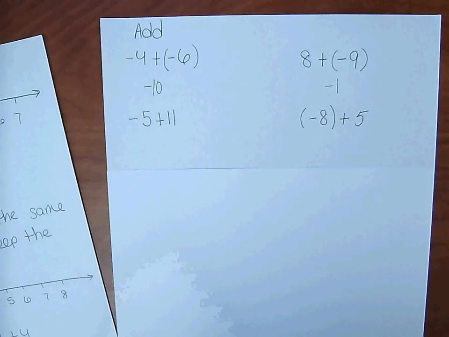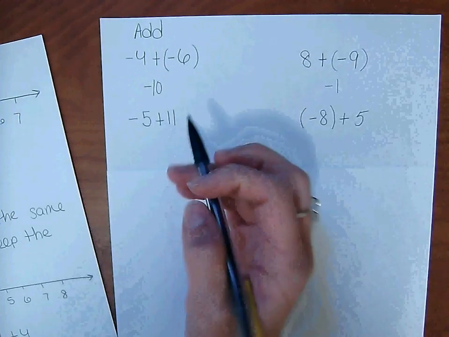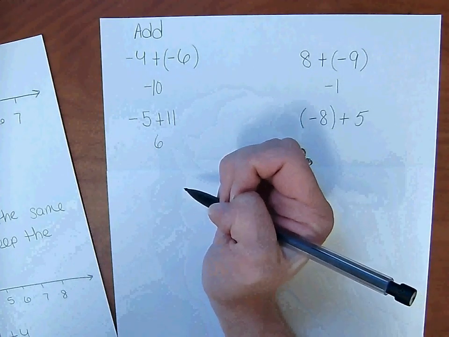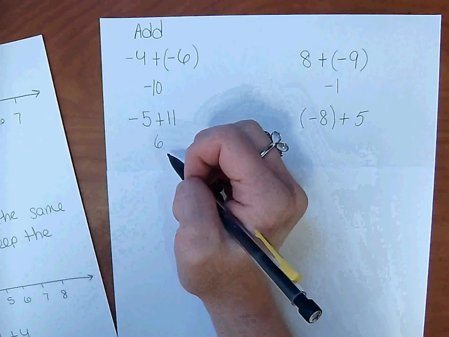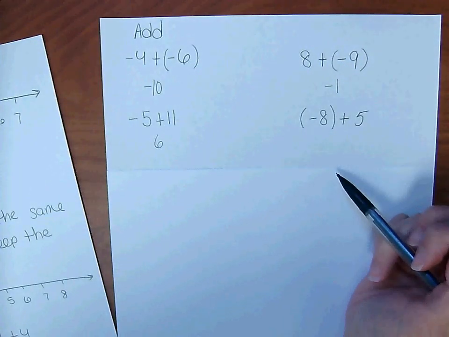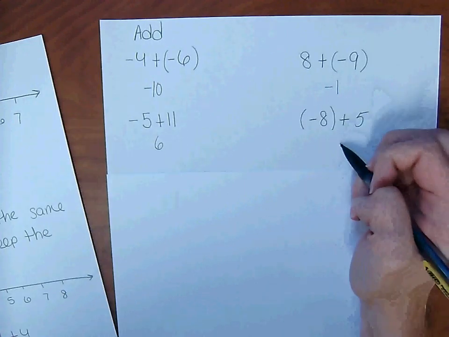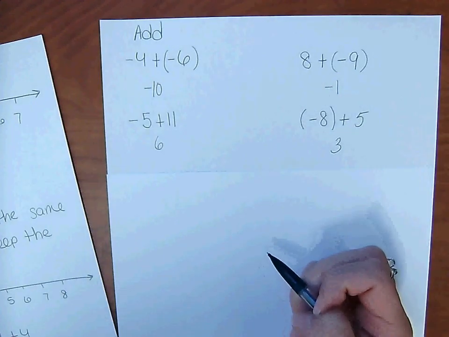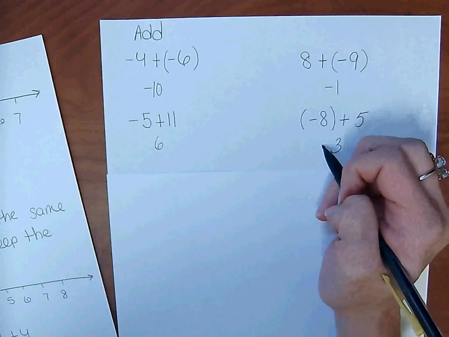Negative 5 plus 11, different signs, so we're going to subtract, keep the sign of the number with the greater absolute value, so it's going to be a positive 6. Negative 8 plus 5, again, different signs, so subtract, keep the sign of the number with the greater absolute value, so it's going to be a negative 3.